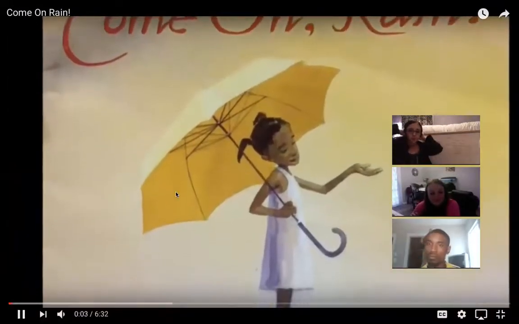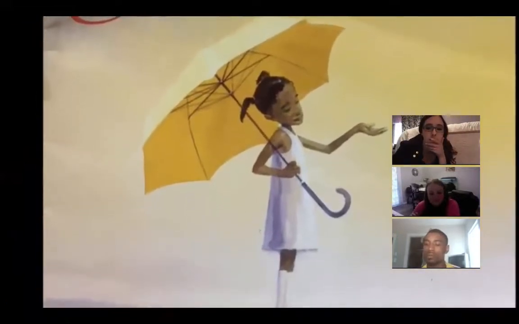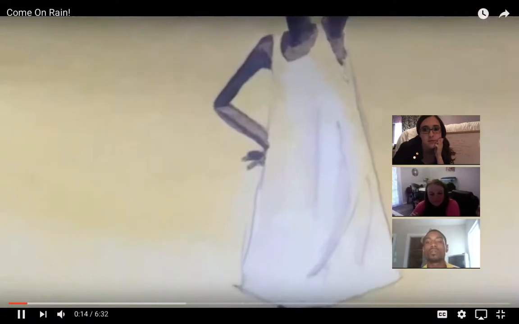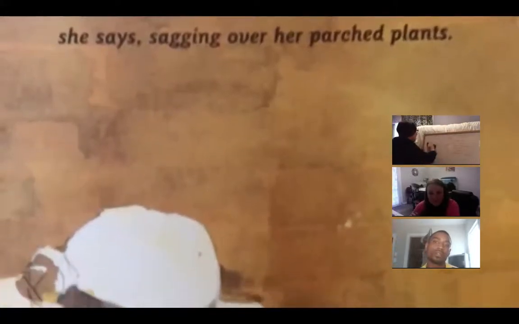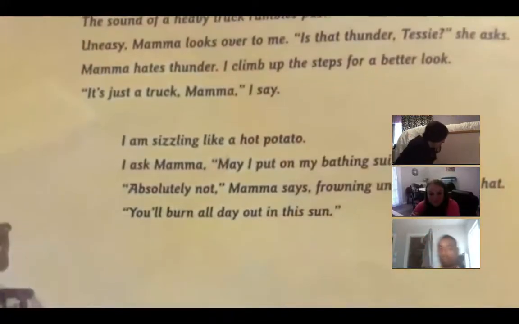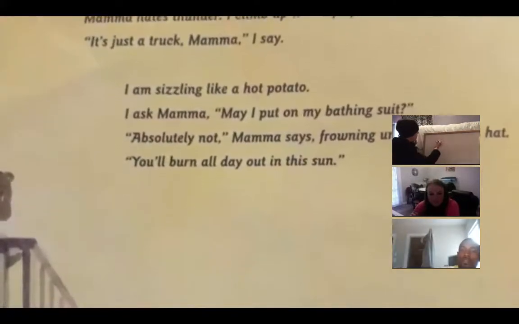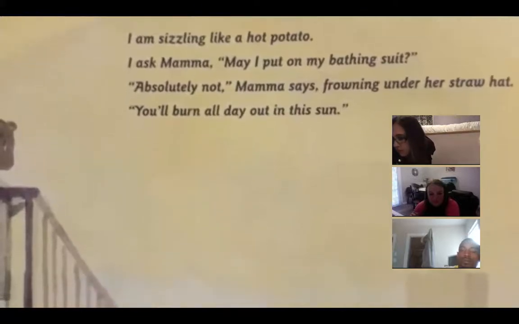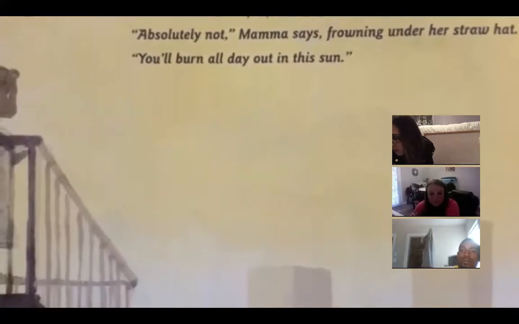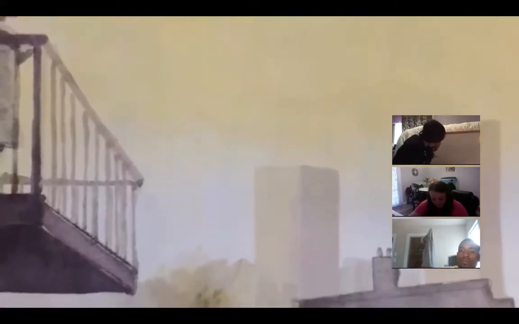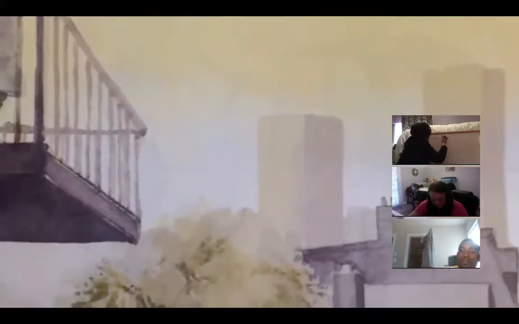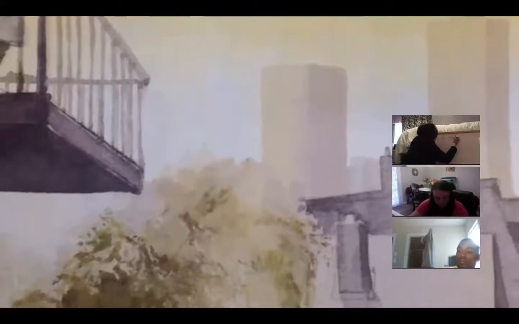Rain by Karen Hesse. Pictures by John J. Muth. Come on, rain, I say, squinting into this endless heat. Mama lifts a listless vine and sighs. 3 weeks and not a drop, she says, sagging over her parched plants. The sound of a heavy truck rumbles past. Uneasy, Mama looks over to me. Is that thunder, Tessie? she asks. Mama hates thunder. I climb up the steps for a better look. It's just a truck, Mama, I say. I am sizzling like a hot potato. I ask Mama, may I put on my bathing suit? Absolutely not, Mama says, frowning under her straw hat. You'll burn all day out in this sun.